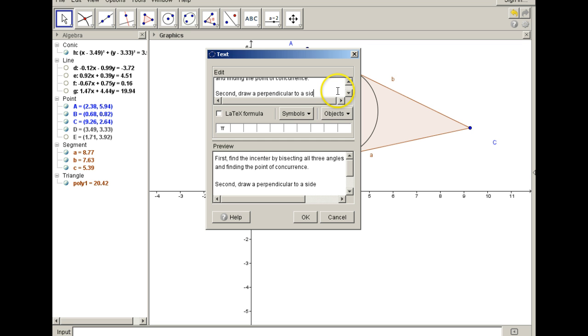Second, draw a perpendicular to a side that runs through the incenter. Then find the intersection point of the side and the perpendicular. Third, draw your circle with center at the incenter and radius to the intersection point of the side and the perpendicular. So those are the steps that we took here.